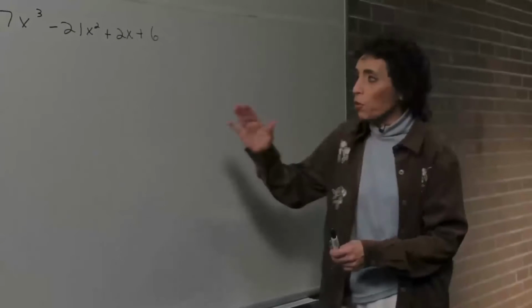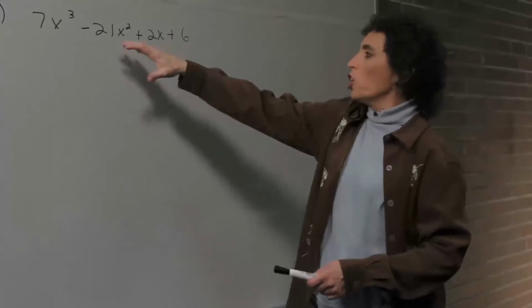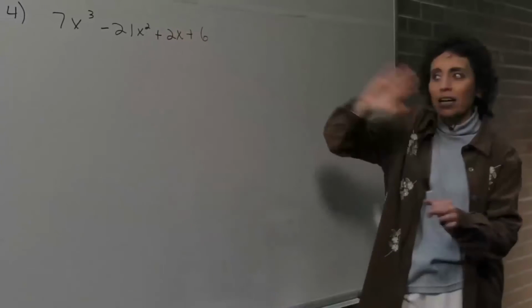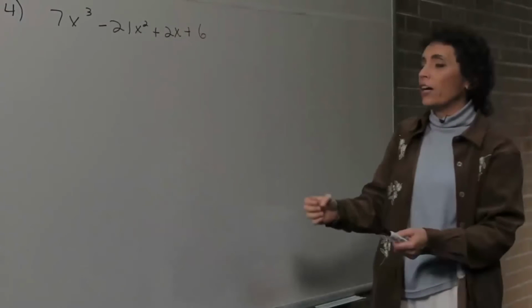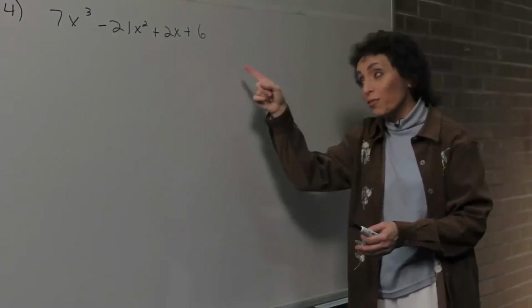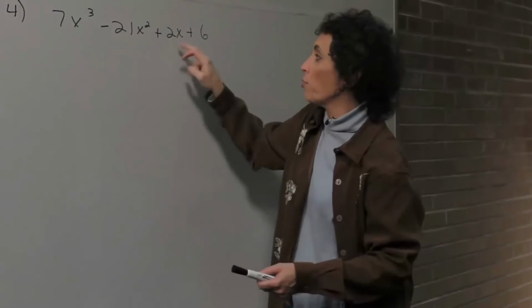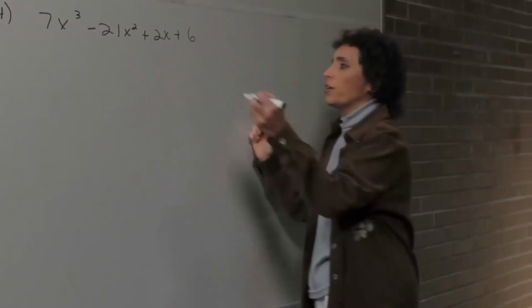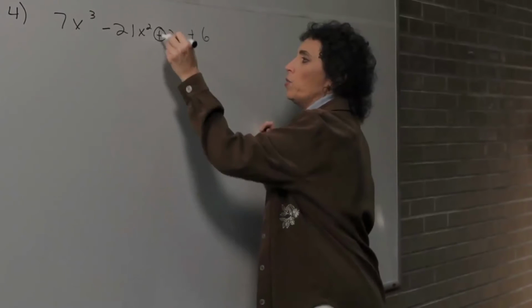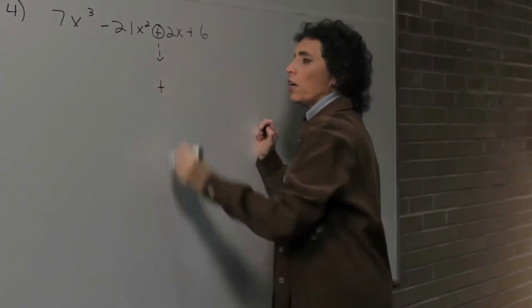Okay, let's do problem 4. Step 1, look for a GCF in all your terms. Step 2, can't do. Step 3, can't do. Step 4, count your terms. 1, 2, 3, 4. 4 terms. You go to step 4a, which says group them. So we're going to try to group them 2 by 2. We're going to bring this plus down.